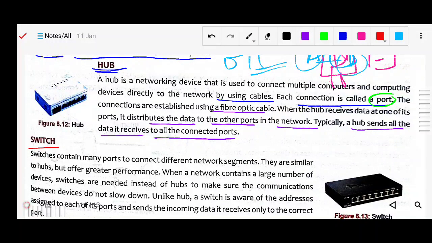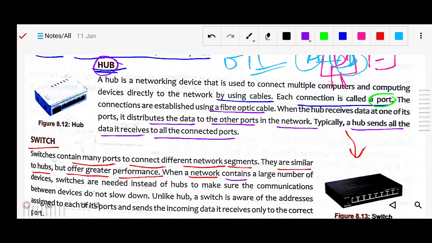Now next is your switch. Switches contain many ports to connect different network segments. They are similar to the hub but offer greater performance. A switch does the same work as a hub, connecting the network, but the difference is that it has higher capacity. Higher capacity means more computers and more devices can be connected. Suppose a hub connects 5 computers, a switch can connect 20. So the capacity is more.